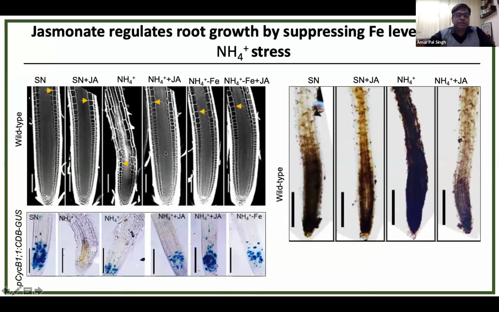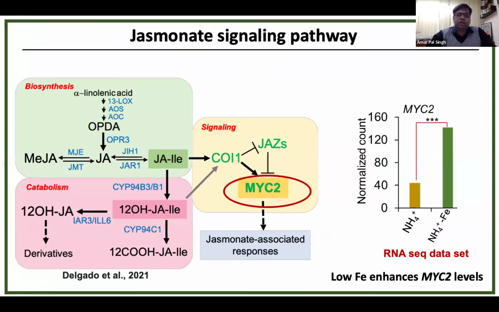Now, if this is indeed associated with the cell division rate as well as cell elongation rate, we applied JA from outside, and we can see that in the case of ammonium, where there is a small meristem, JA was able to enhance the meristematic zone region in ammonium grown seedlings. This is again associated with enhanced cell division activity, using the cyclin DB marker genes. So this clearly suggested that JA is able to maintain the meristematic zone activity, and further JA is again able to suppress the iron content even in the presence of ammonium. These observations clearly suggested that JA could potentially be regulating ammonium and iron homeostasis in plants to govern root growth.